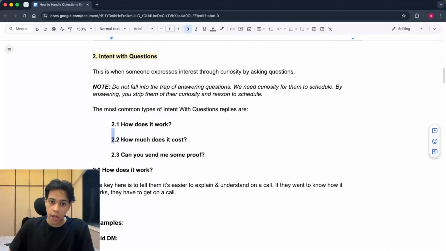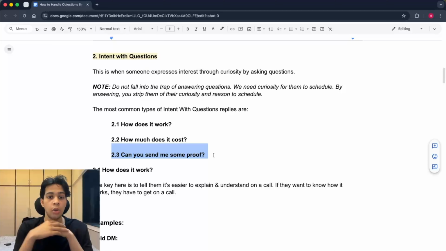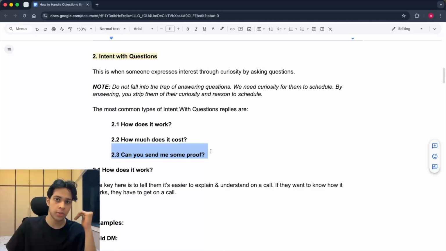How does this work? How much does this cost? And can you send me some proof? It all boils down to these three, okay? And if we can handle these three with efficiency, then we'll book appointments and we're good to go. And I'm going to give you the scripts to handle them.